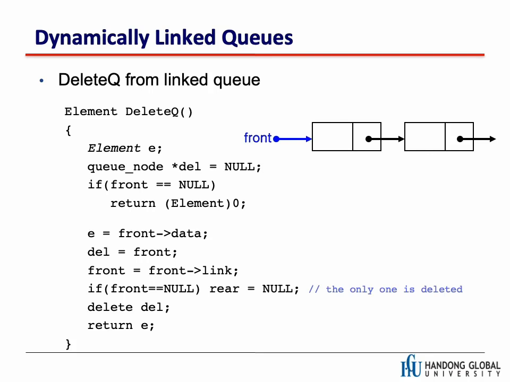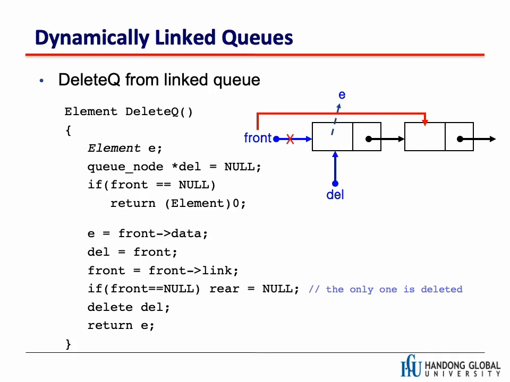The front data will be copied to E, the structure instance E, and then del is pointing to the first node. So E is copied and del is pointing to the first node, and then front will point to the second node. So now we just updated our queue, but that's not it. Front is pointing to the next node, the second node, but we have to delete the first node. We have to deallocate memory space, which was allocated for the first node. That's it. And then we return.